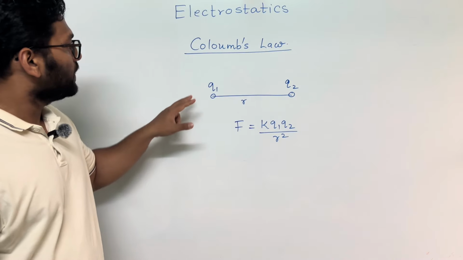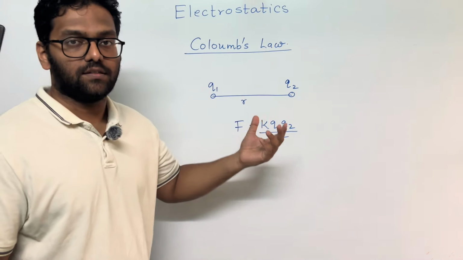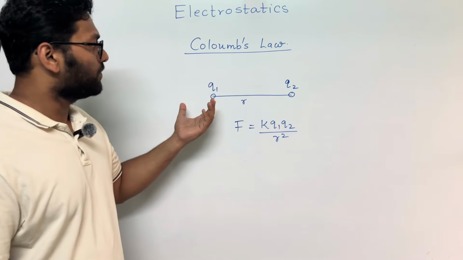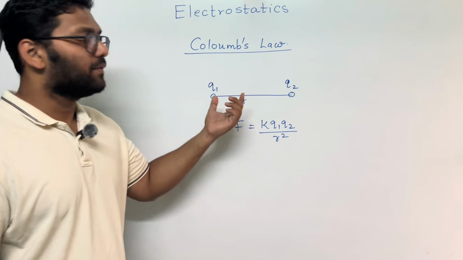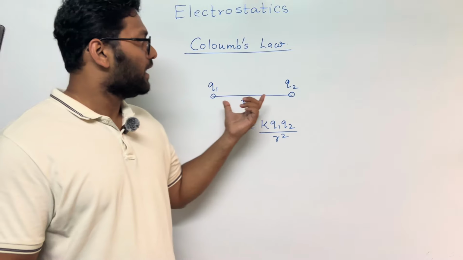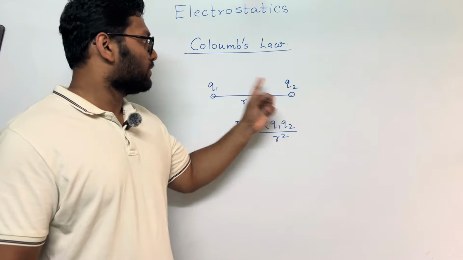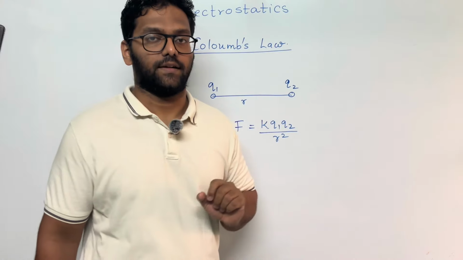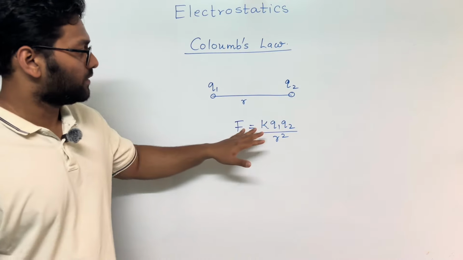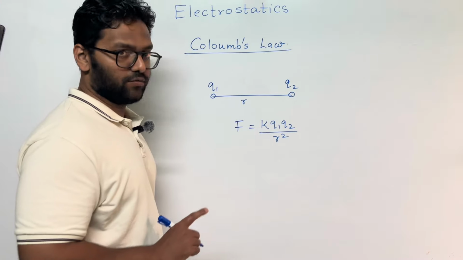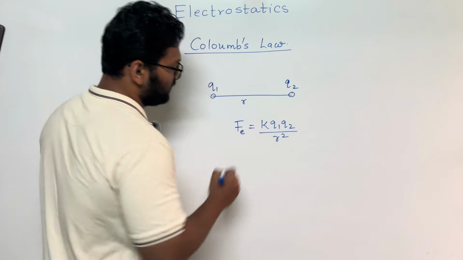Now if these two charges are like charges, that means positive positive, or negative negative, then it will be a repulsive force. If they are of opposite nature, like positive and negative, then it will be attractive. But the formula remains the same, which is k q1 q2 by r square. Since this is an electrostatic force, I will write it as F_E.